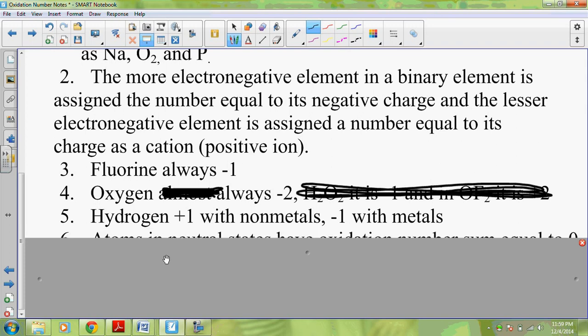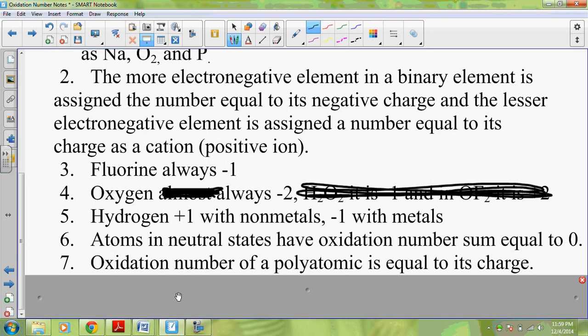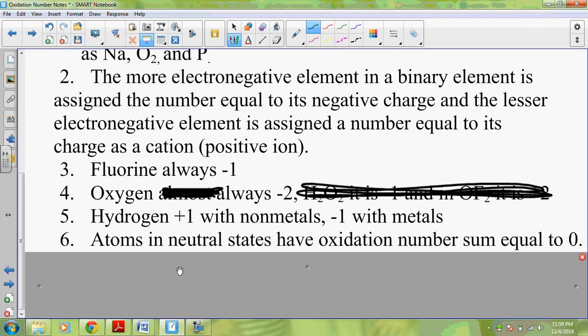We're going to go on to the 6th rule, and then we're going to do some example problems so we can clarify what's going on. Number 6 says atoms in neutral states have oxidation numbers sum equal to 0. What does that mean? Let's get that sheet of paper out that we're going to do example problems. Maybe you're going to be doing it on the purple sheet, maybe it's on another sheet of paper, but we're going to do some example problems right now.